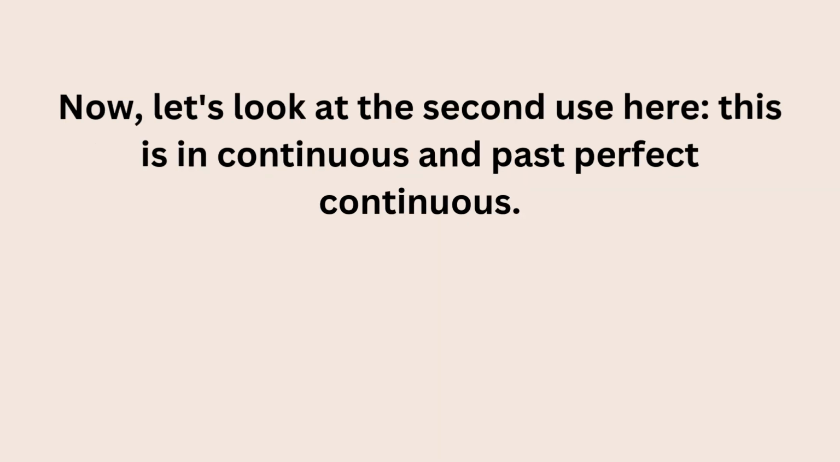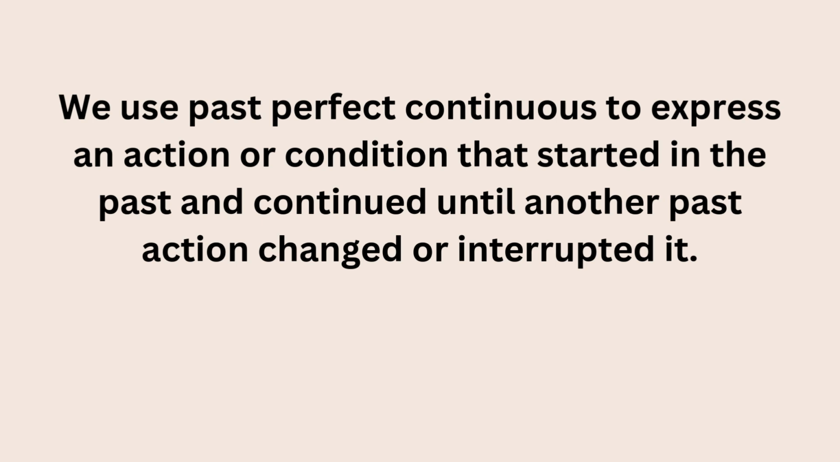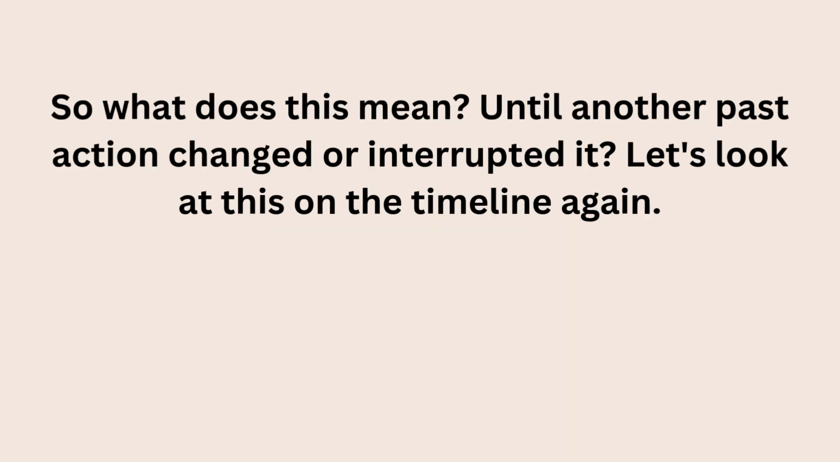Now let's look at the second use here. This is in continuous and past perfect continuous. We use past perfect continuous to express an action or condition that started in the past and continued until another past action changed or interrupted it. So what does this mean? Until another past action changed or interrupted it.